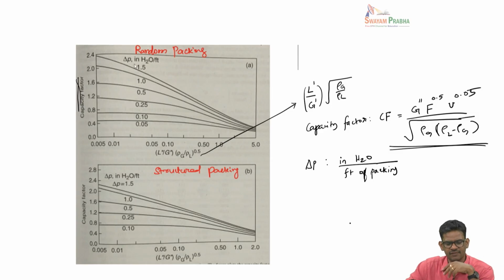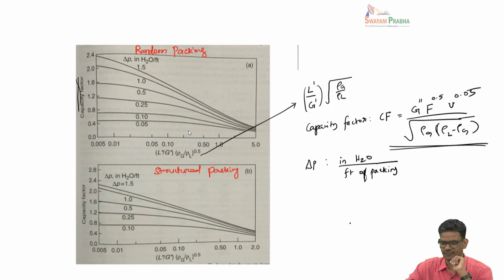So generally the way we should use these curves is that we first calculate the capacity factor as well as this ratio of the mass velocities, and then see on which curve that point actually lies, and then the corresponding pressure drop will be read off. In other words, we can even sometimes say that I want to have a particular pressure drop, that's a design pressure drop. Correspondingly, we can see what the flow rates of the gas and liquid are.